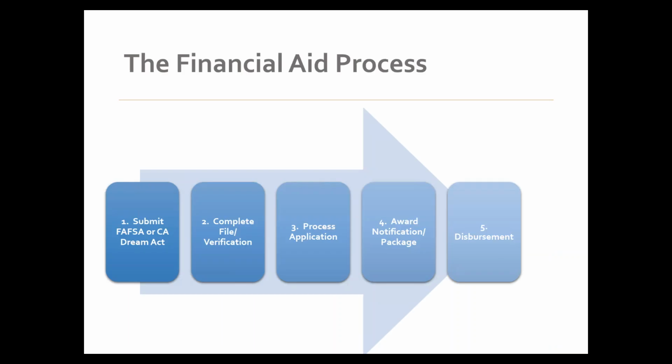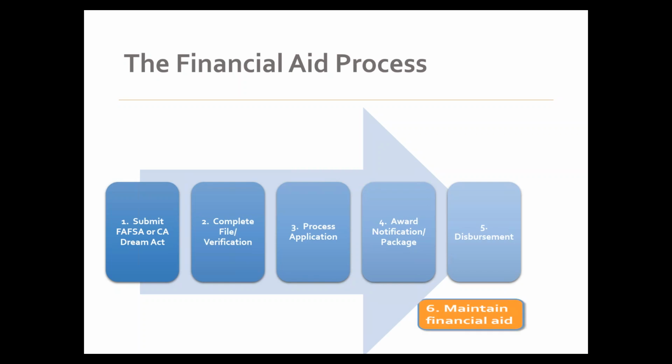I want to start with just the financial aid process. First, you submit the FAFSA or the California DREAM Act, ideally by the priority March 2nd deadline. Then you provide whatever verification documents are being requested to complete your file. Your application is processed, which can take 4 to 6 weeks. You receive your award notification through your student portal, email or letter. You get your disbursement. Disbursement options vary depending on the college, but generally it will be direct deposit. It could be a prepaid debit card or paper check.